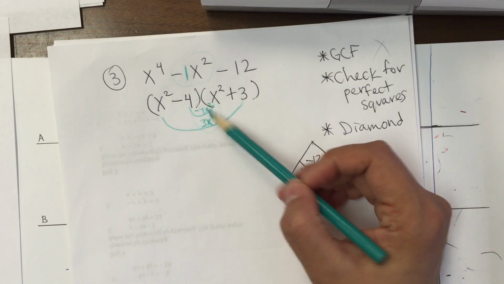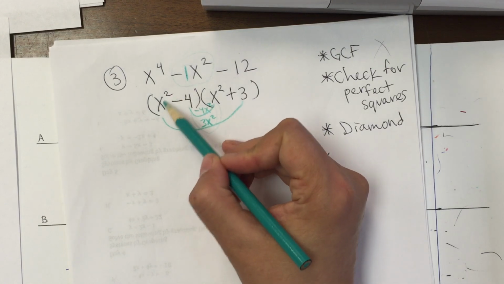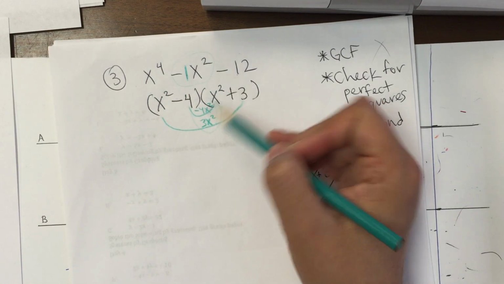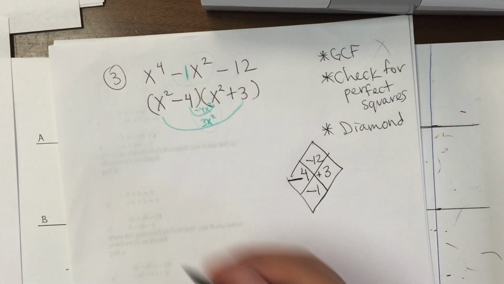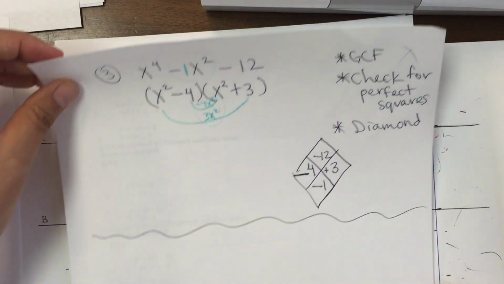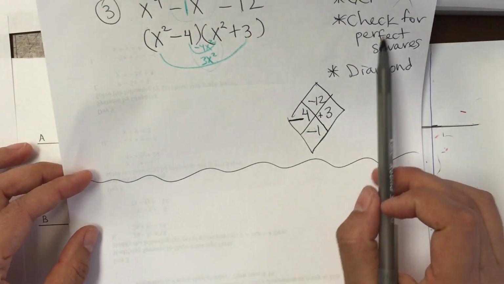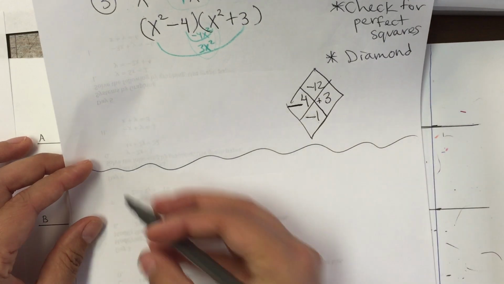So that means that this is the right answer. If it didn't work, then it's possible that you would have to put x cubed and x in here, but again, it worked, so this is perfect. Okay, so in this case, we didn't do the greatest common factor, we didn't do the perfect square, we had to go with the diamond.